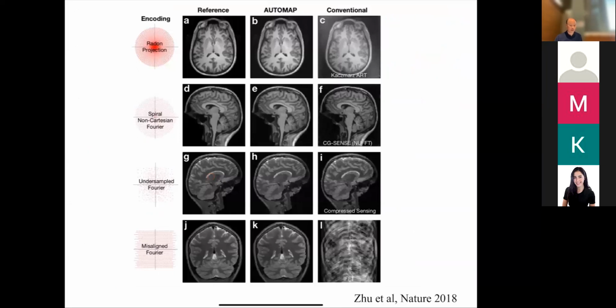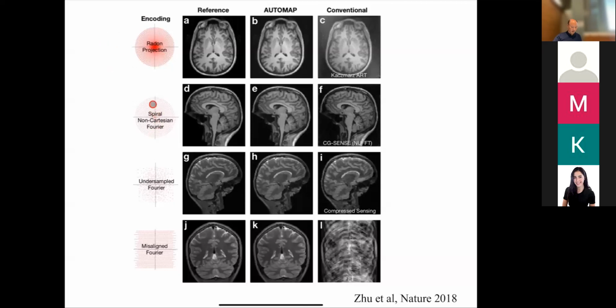And so this is what it can do. We're going to just look at the results, and my only goal in this lecture is to give you a sense of what deep learning is doing and why it might be working the way it's working. Okay. So these are the reference images. And the encoding is just showing what the k-space trajectories were. So here we're doing radon projections like CT, just going out in k-space like that.